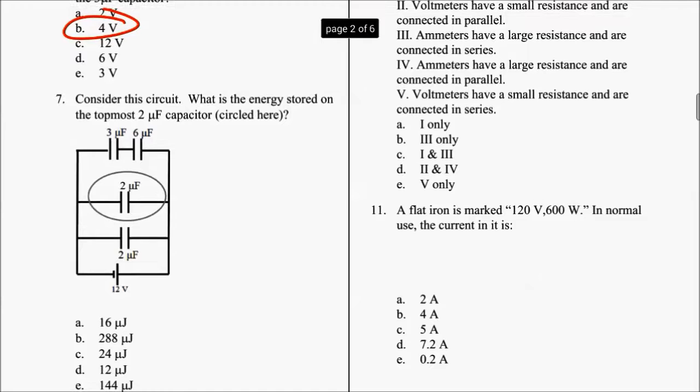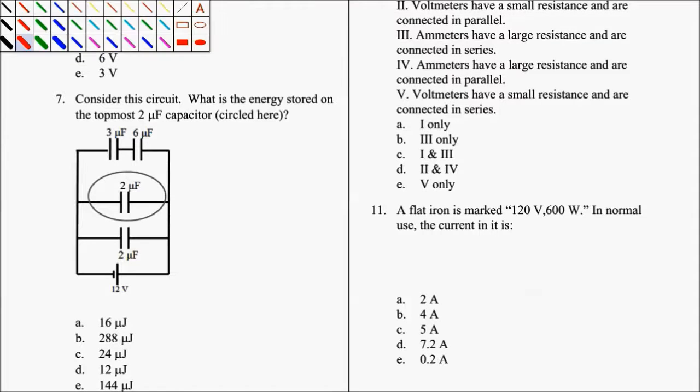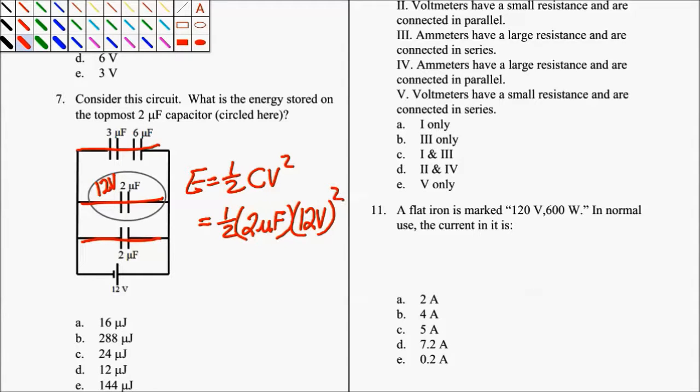Consider this circuit. What is the energy stored on the topmost 2 microfarad capacitor? All right, this one's supposed to be pretty simple. I have 12 volts here because this and this and this are all parallel. They all carry 12 volts. So I have a voltage of 12 and a capacitance of 2, and energy is 1/2 CV squared. That's 1/2 of 2 microfarads times the voltage, which is 12 volts, squared. Half of 2 is 1. 12 squared is 144. That's in microjoules because this unit carries down. So E is the right answer.